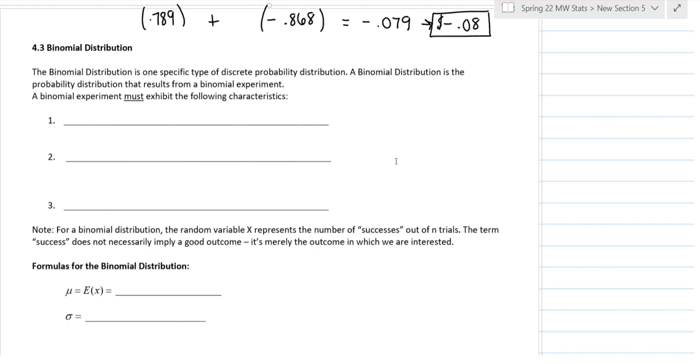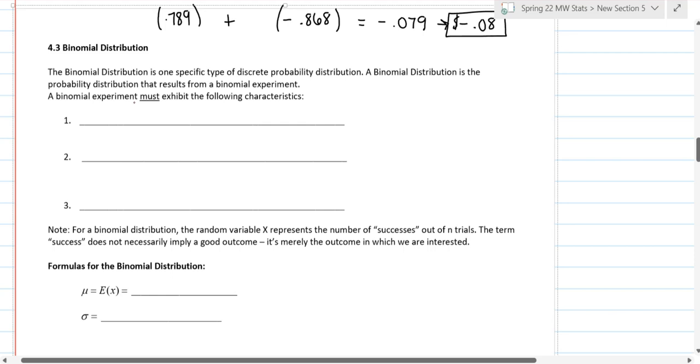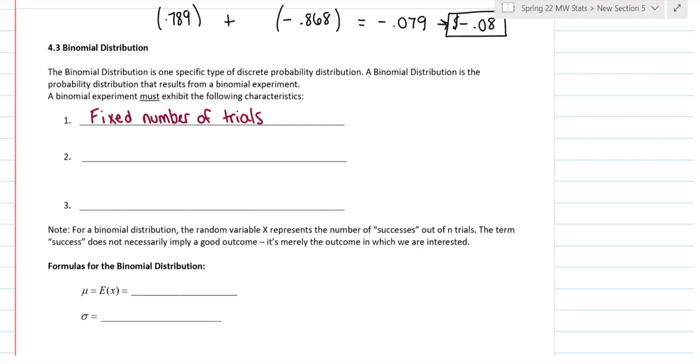The formulas are fairly simple to calculate. So in order for it to be a binomial distribution, it must meet the following characteristics. So the first one is that there are a fixed number of trials. Okay, so 10 trials, 100 trials, it's a fixed number.